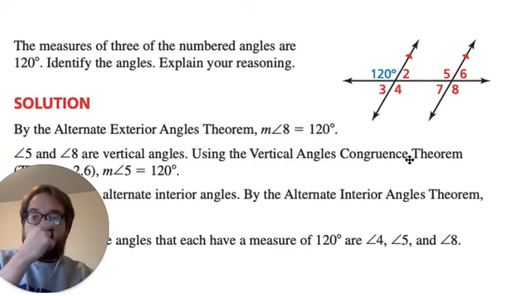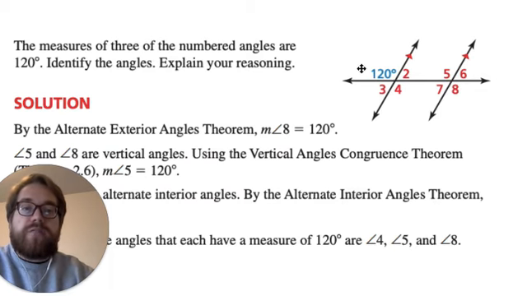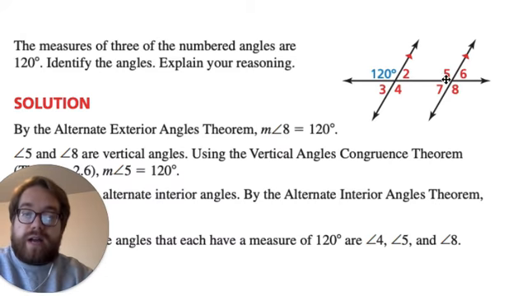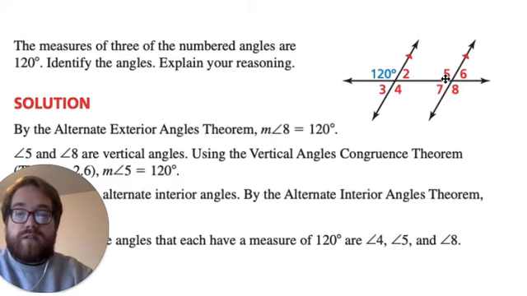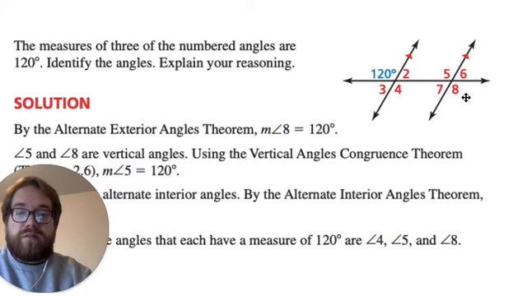Like in this example here, if we have this figure, two parallel lines cut by a transversal, if we know one of the angle measurements is 120 degrees, then I can start finding the other angles. If this is 120 degrees, then its corresponding angle 5 is also going to be 120 degrees. And its alternate exterior angle 8 is going to be 120 degrees.